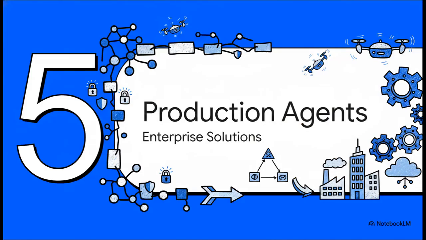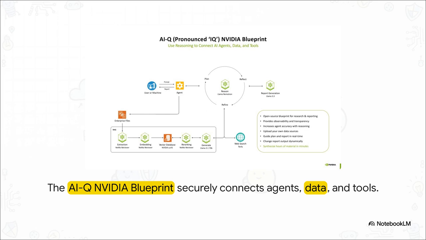Let's move into our final section, building production-ready agents. How are modern frameworks actually solving this trilemma so we can deploy these agents safely in the real world? To actually get the incredible productivity of autonomous agents without totally giving up control, developers are turning to enterprise structures like the AIQ NVIDIA Blueprint. This basically acts as a super secure architecture for research and reporting agents.